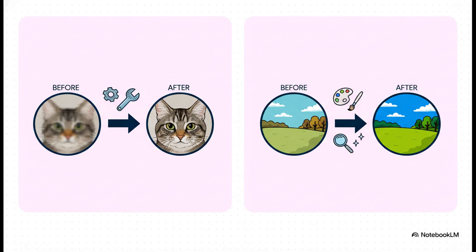On one hand, you have image restoration. That's pure objective science, using smart algorithms to remove known problems, like motion blur or sensor noise. On the other hand, you have image enhancement. That's more of a subjective art. It's about making the image look better to us by tweaking things like contrast or sharpness.